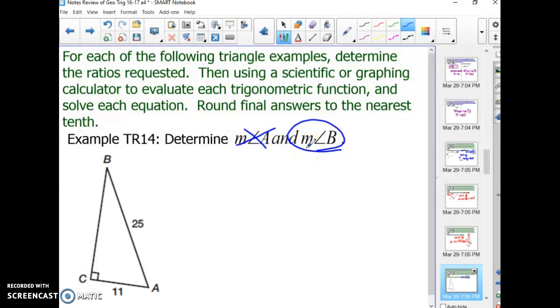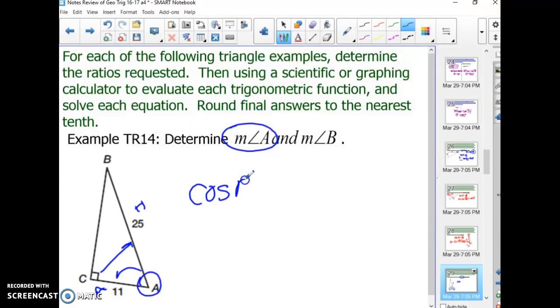So here is angle, let's actually do angle A. Angle A is right here. That is my hypotenuse. That is my adjacent. So I have the cosine of angle A is equal to 11 over 25. So to solve for that, I've got to use the arc cosine to get my angle. 11 over 25.